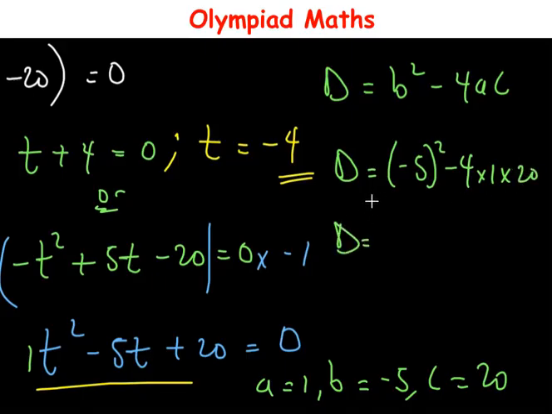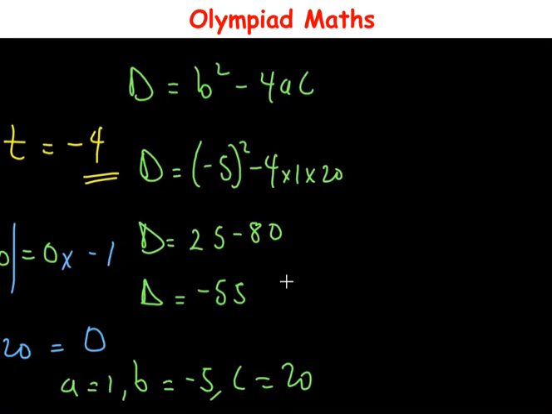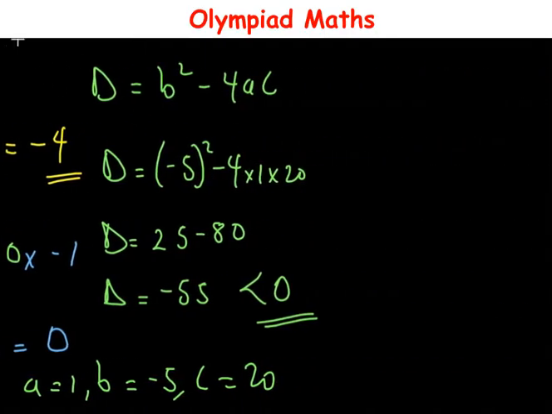So d is equal to minus 5 squared, which is simply 25. Then minus 4 times 1 times 20, minus 80. And d is equal to minus 55. So from here, since d is less than 0, there will be no real solution for this equation. So that means that the only real solution is t is equal to minus 4. So writing this down, t is equal to minus 4. We are going to work with this.